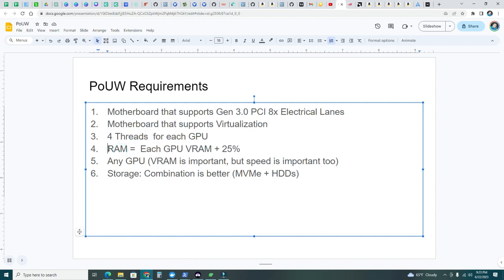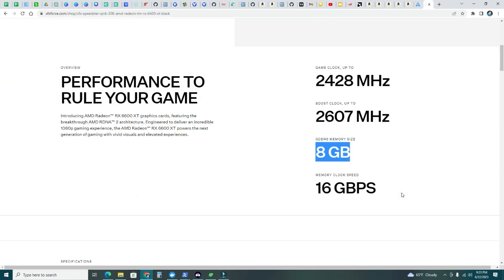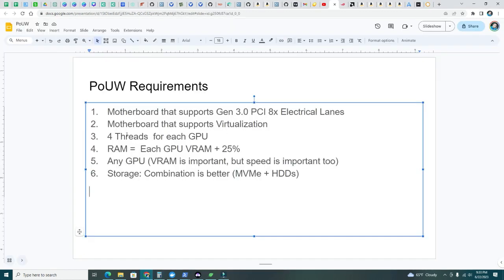Let's go to number 4 in terms of RAM. Each GPU's VRAM plus 25%. We just checked that these are 8 gig GPUs, so let's do 8 times 6. That's a total of 48 gigs of RAM times 1.25. That's the minimum RAM that I'm going to need for proof of useful work, 60 gigs. So I'm going to need at least 64 to be covered. That's what I'm going to be looking at. All right, let's keep going.